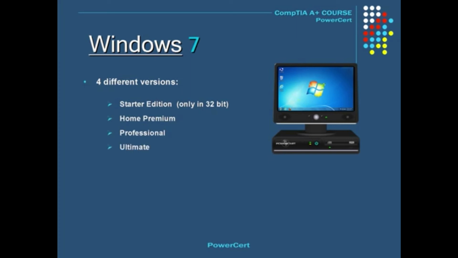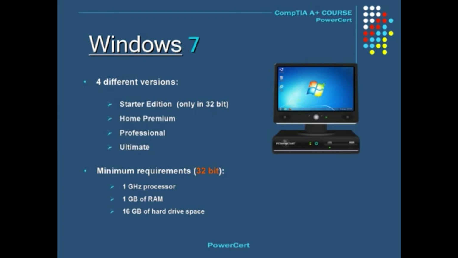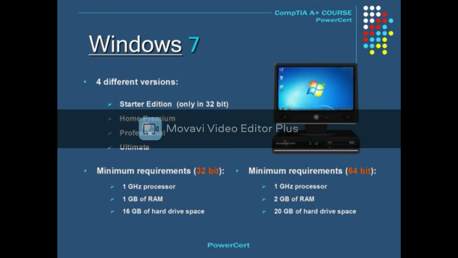The minimum requirements for Windows 7 32-bit are a 1 GHz processor, 1 GB of RAM, and 16 GB of hard drive space. The requirements for the 64-bit versions are a 1 GHz processor, 2 gigabytes of RAM, and 20 gigabytes of hard drive space.